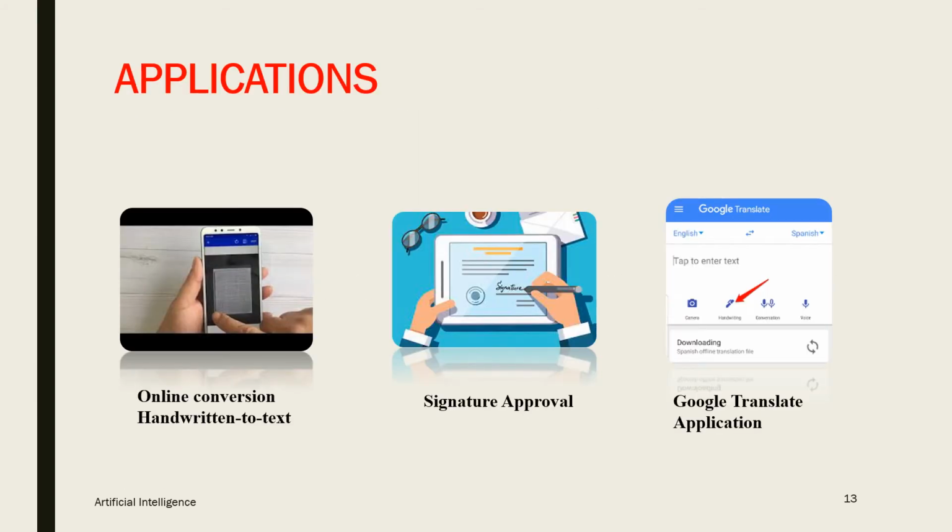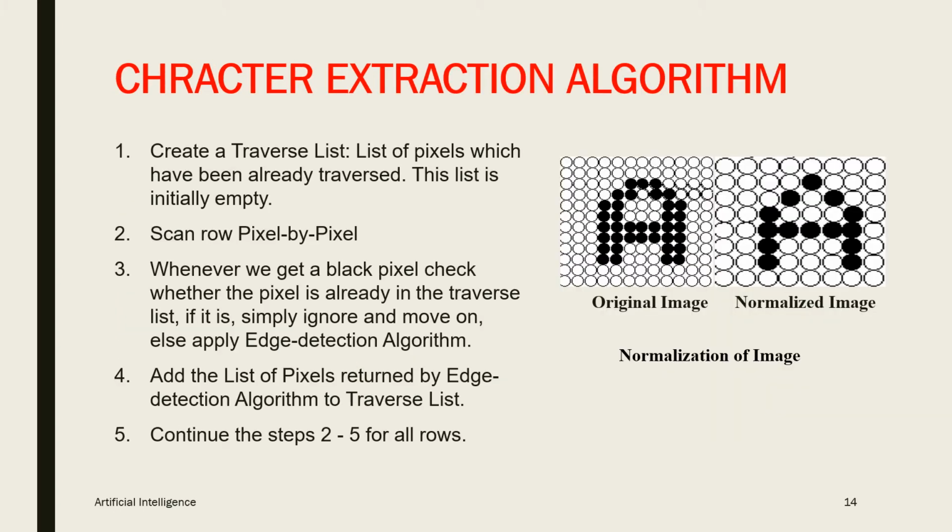And its applications are online conversion and return to text, signature approval, Google Translate application. Next is character extraction algorithm. You can see the image, that is original image and normalized image. The original image is normalized by using character extraction algorithm.